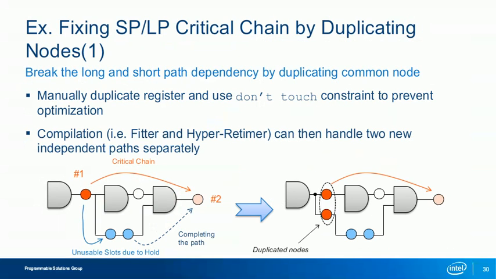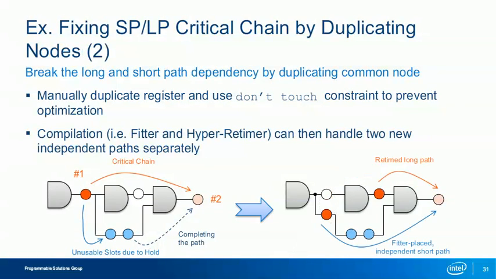One potential fix for short path long path is to duplicate the registers. By making a copy of register number 1, then the long path and short path are separated. Thus, the retimer can handle the two paths independently by retiming the longer path without having to retime the shorter path. When using this method, it is recommended that you use the synthesis attribute "don't touch" on the duplicated registers to prevent synthesis from optimizing the duplicated logic away. Make sure not to use the preserve attribute, as that prevents retiming.